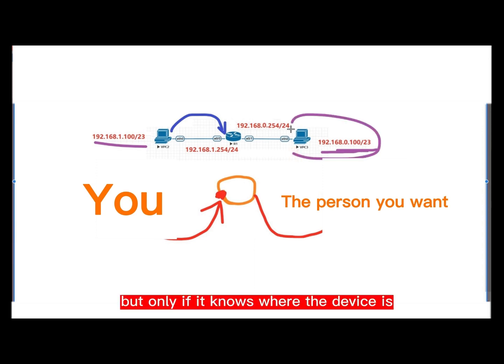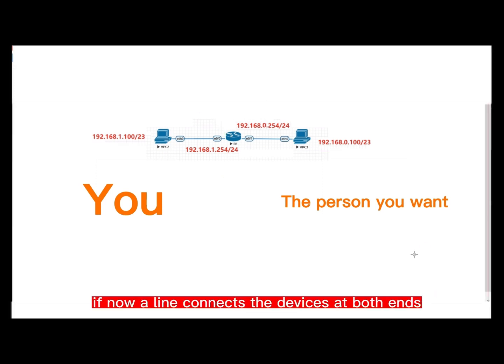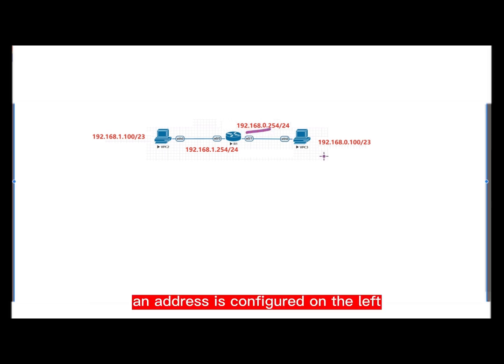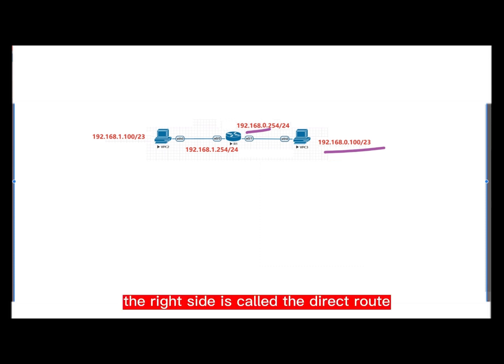But only if it knows where the device is. That is, it has to be connected to PC3. It needs to have a route to PC3. If now a line connects the devices at both ends, an address is configured on the left and an address is configured on the right. The right side is called the direct route on the left side. A direct route will be generated on the router.